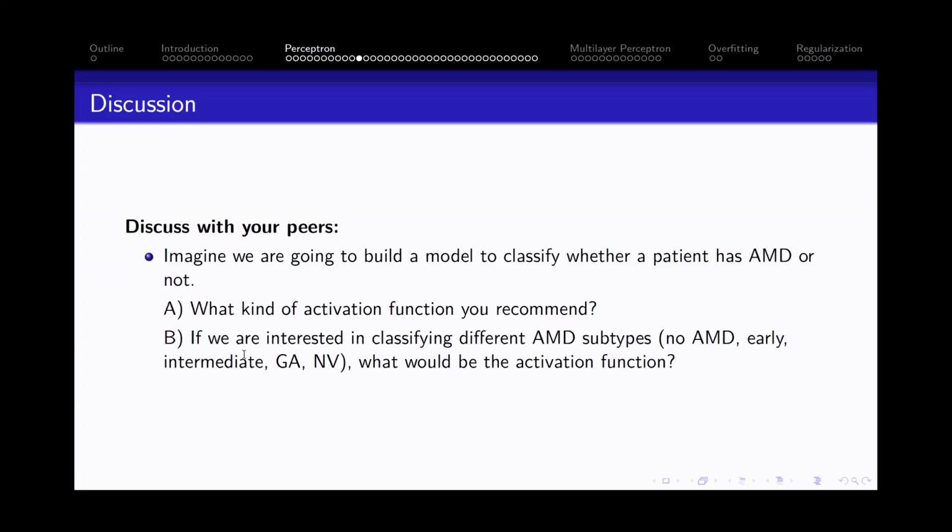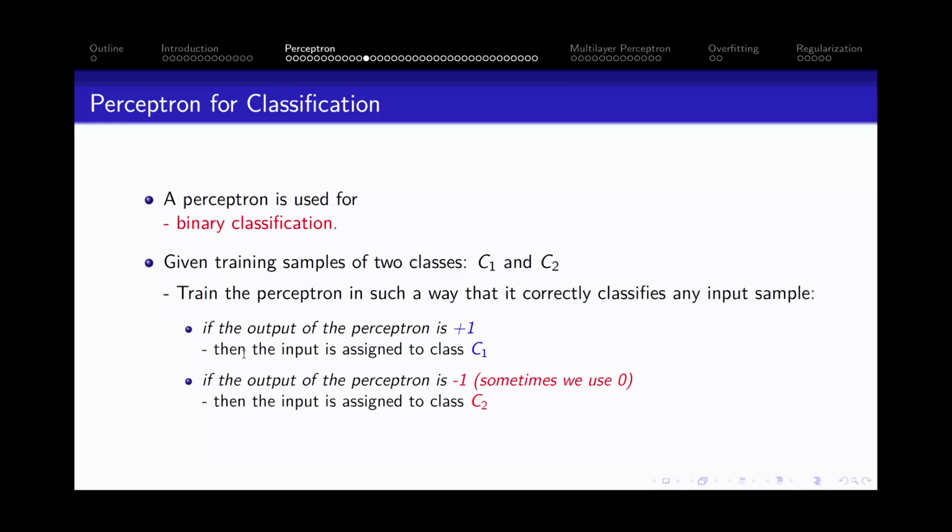Yeah, so let's continue. Okay, you may notice that a perceptron, because the architecture was just simple, is good for binary classification.